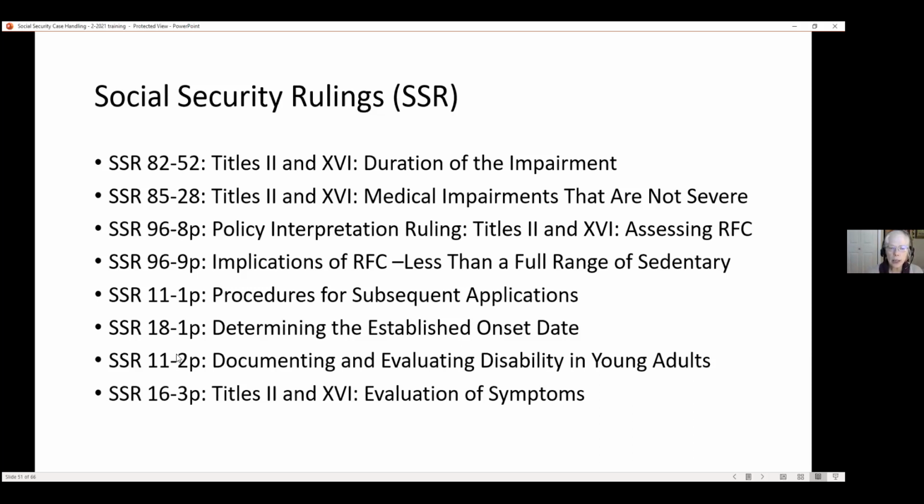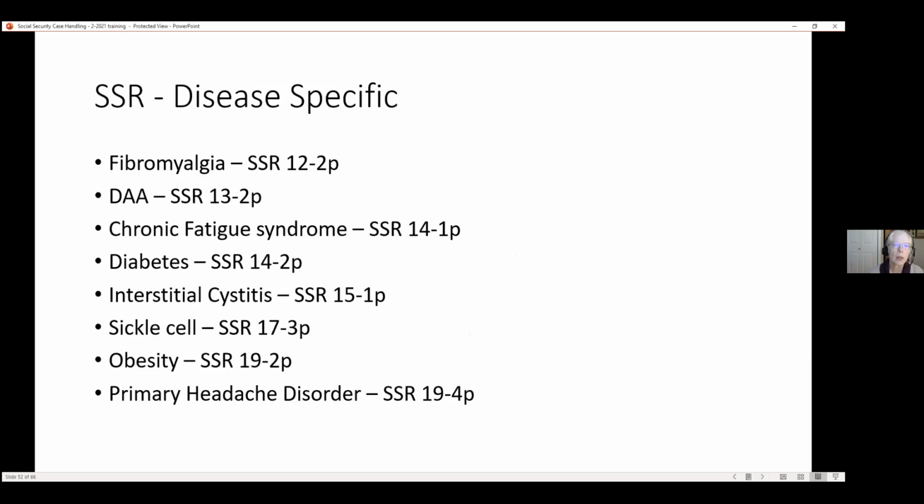Evaluation of young adult cases, 11-2P has specific rules, 16-3P is symptoms. There are disease specific SSRs. Fibromyalgia, chronic fatigue syndrome, those are tough cases to do. Cases that have a substance abuse issue, also tough cases to do. So you want to look at the guidance that they provide on that. And then there's specific ones.